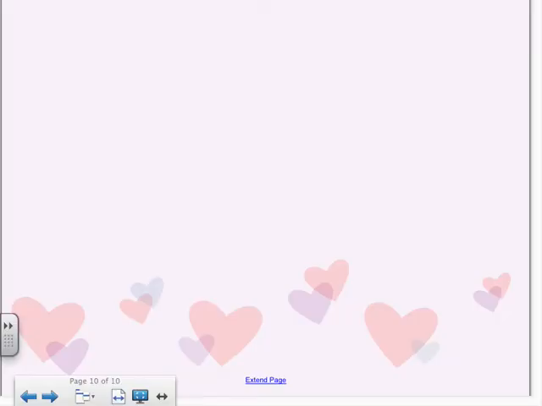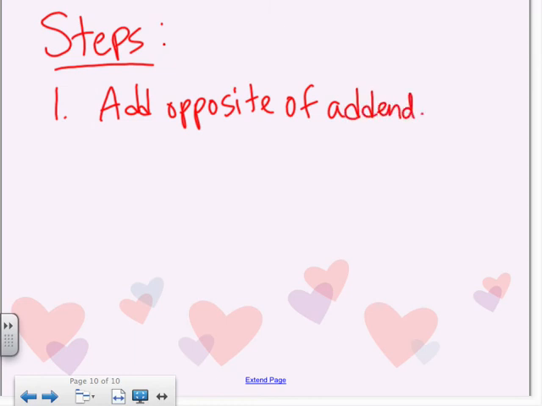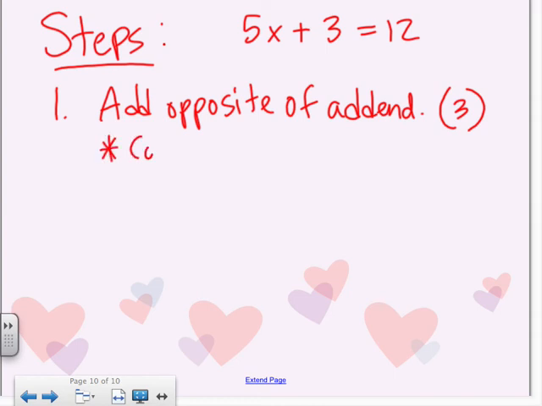So just to review our steps, it helps to think of them as steps, and please write these down. Step 1, add the opposite of the addend, okay? And show an example problem. So in this case, the addend would be the 3, okay? Obviously, do the same on both sides, okay? So copy on the other side.